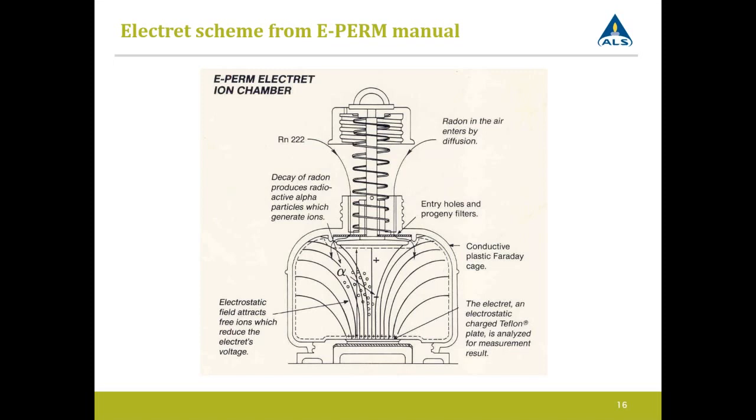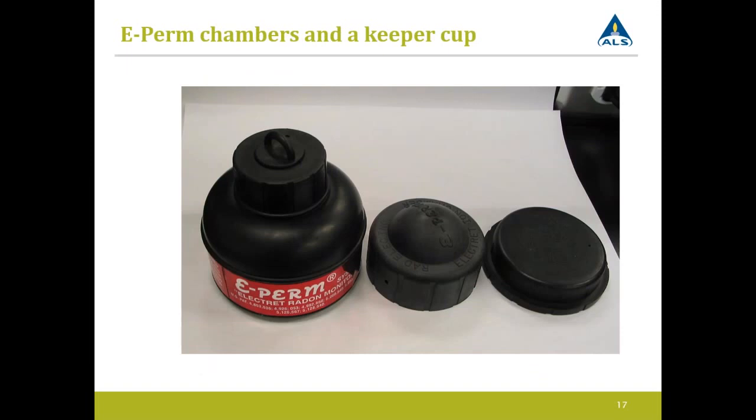Here we see different types of chambers. On the left, there is the S chamber, which is fitted with the on-off device. In the middle, we see the L chamber, which does not have the on-off device. So basically, the sampling starts at the moment when the electrode voltage is measured and ends when it's measured again. And on the right-hand side, there is the keeper cap, which is used to protect the electrode from losing voltage.